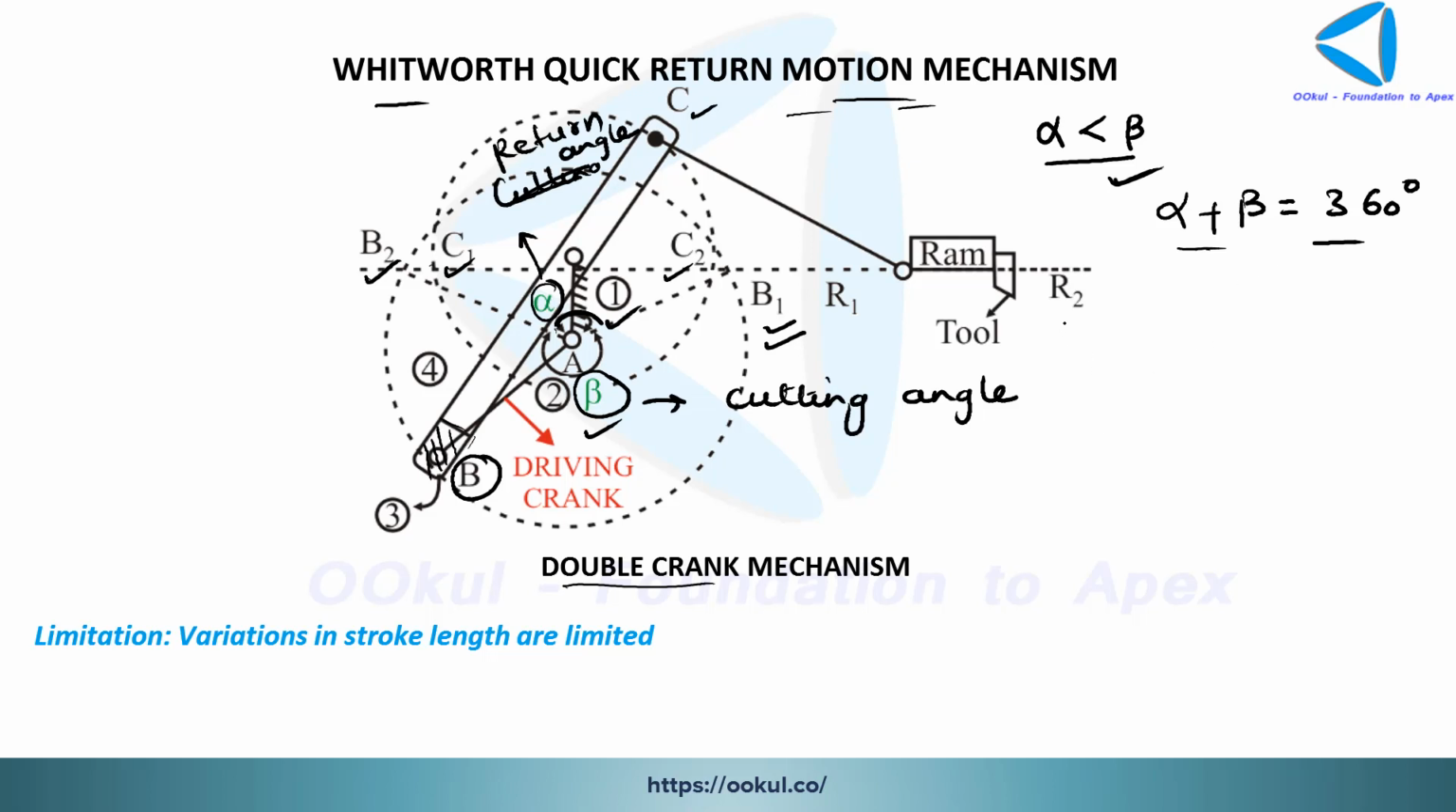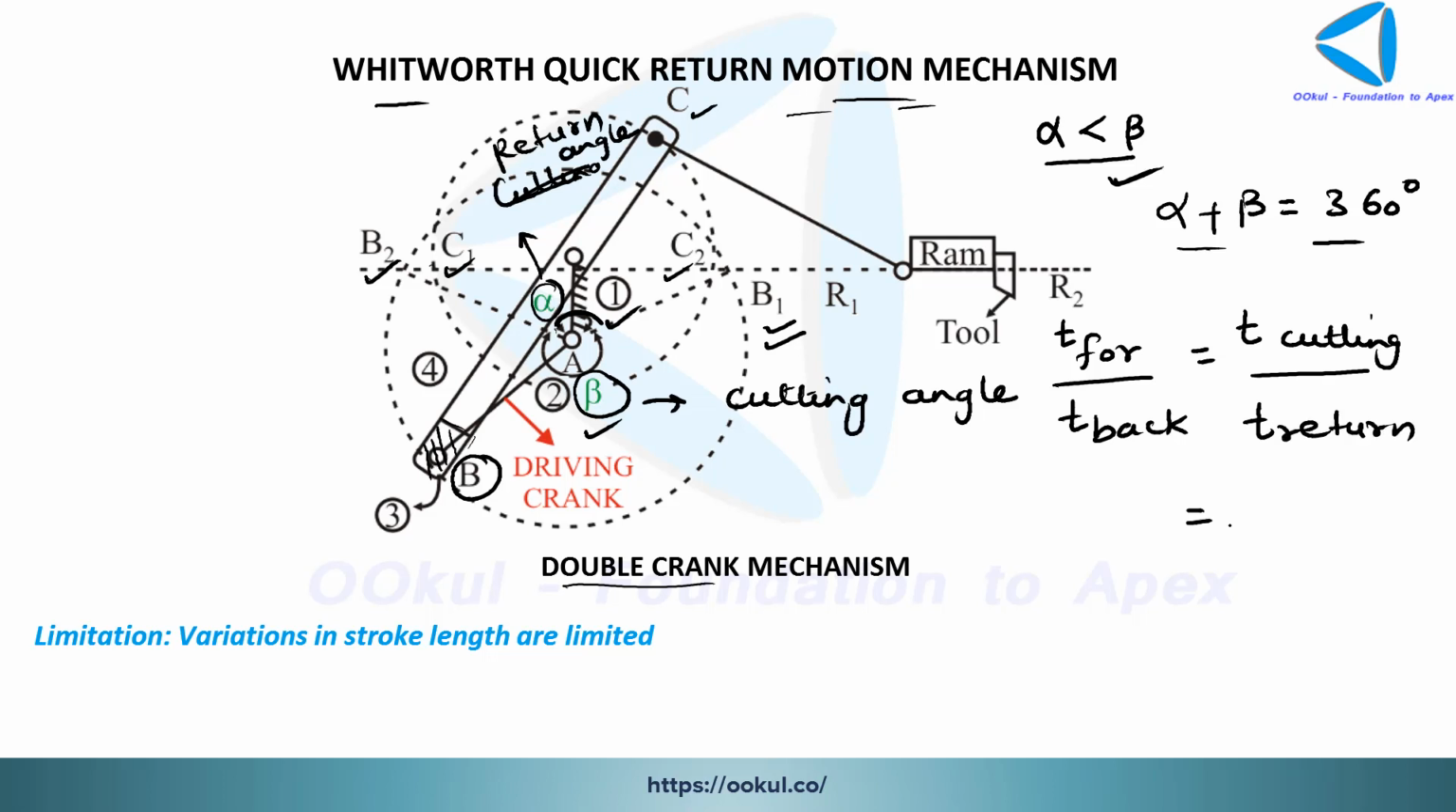Then we have one more thing, that is the time taken for the forward motion divided by the time taken for the backward motion, or you can also write it as the time taken for the cutting stroke over the time taken for the return stroke, which is equal to beta by alpha. As I already told you, the cutting motion takes more time whereas the return takes less time, hence the name quick return. This ratio is always greater than 1, and it is known as QRR, that is quick return ratio. Please remember this.